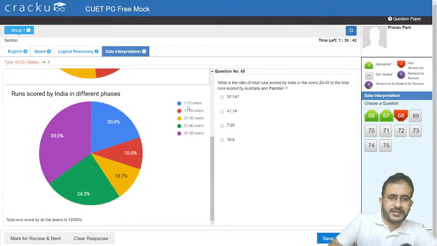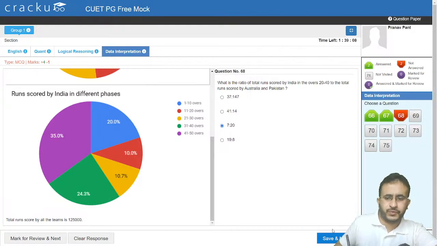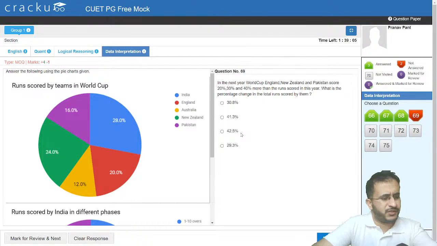Now let us see how much India scored, 11 to 40. Okay, it is saying 20 to 40. So 21 to 30 and 31 to 40. So 10.7 and 24.3. That gives us 35. So India scored 35% of this. So India is scoring 28% and its 35%. Australia plus Pakistan is 28%. So 35% is 7:20. Okay, simple, easy question. So the level of questions is going to be easy. Don't worry about it.